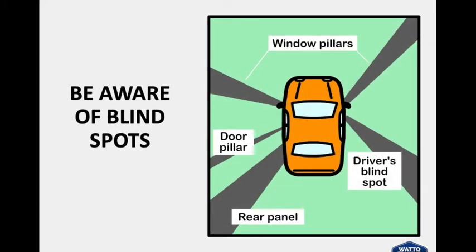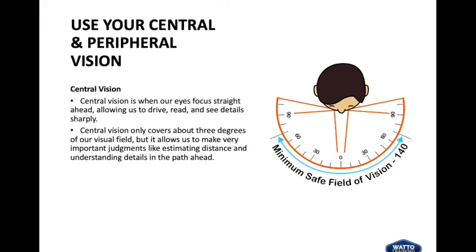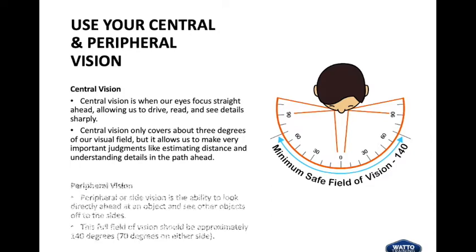Be aware of blind spots such as window pillars, door pillars, and the rear panel. Use your central and peripheral vision. Central vision is when our eyes focus straight ahead, allowing us to drive, read, and see details sharply. Central vision only covers about 3 degrees of our visual field, but it allows us to make very important judgments like estimating distance and understanding details in the path ahead. Peripheral vision, or side vision, is the ability to look directly ahead at an object and see other objects off to the sides. This full field of vision should be approximately 140 degrees, 70 degrees on either side.